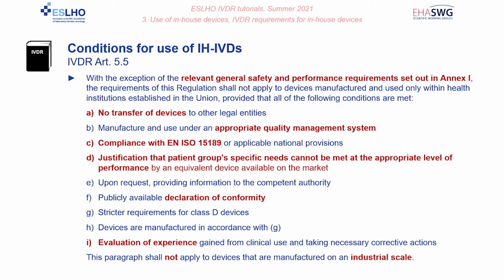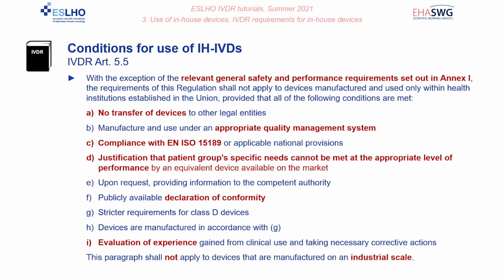Justification that the patient group's specific needs cannot be met at the appropriate level of performance by an equivalent device available on the market. This means that you have to justify why the use of the in-house device is necessary. If you can use a CE-IVD for your application, you have to use a CE-IVD. Only if there is no appropriate CE-IVD available, you are allowed to use an in-house device.